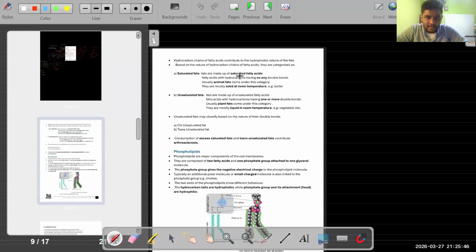Saturated fats. Fats that are made up of saturated fatty acids. Fatty acids with hydrocarbons having no double bonds. Usually animal fats come under this category. Animal fats do not have any double bonds in their fatty acid structure. So they are mostly solid at room temperature. Example, butter. The normal butter we have has fatty acid in it. What type of fatty acid? Saturated or unsaturated? Saturated. Saturated fatty acid means, does it have any double bonds? No. Is that clear?